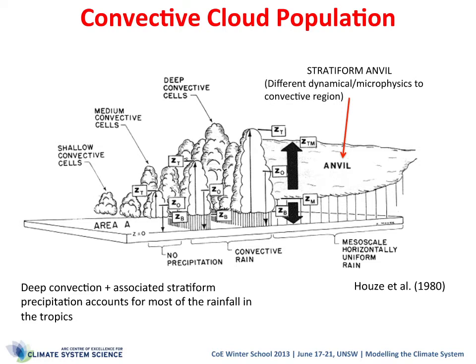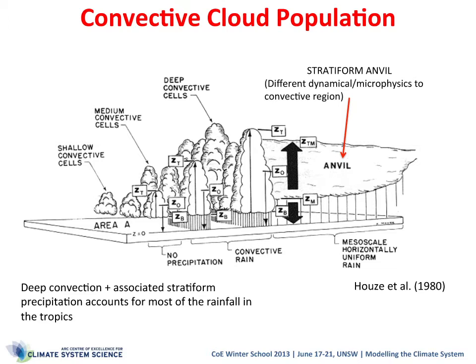There's actually a whole spectrum of convective clouds. You've got your shallow clouds, your congestus or mid-level clouds, and your deep convective systems. And Daniel has talked a lot about how shallow convection is important for climate as well. With deep convection, what we have to remember is that there's also the stratiform anvil part, and there are different processes occurring in the stratiform anvil. So there are different dynamics, they're maintained differently, and there's also different microphysics going on in the anvil region as compared to the convective region.